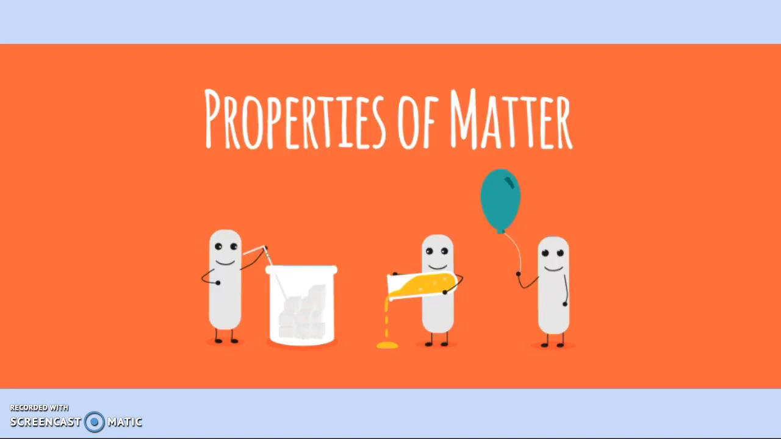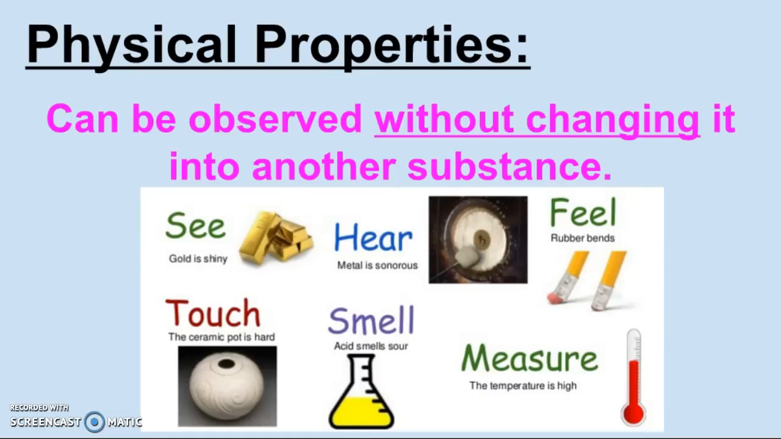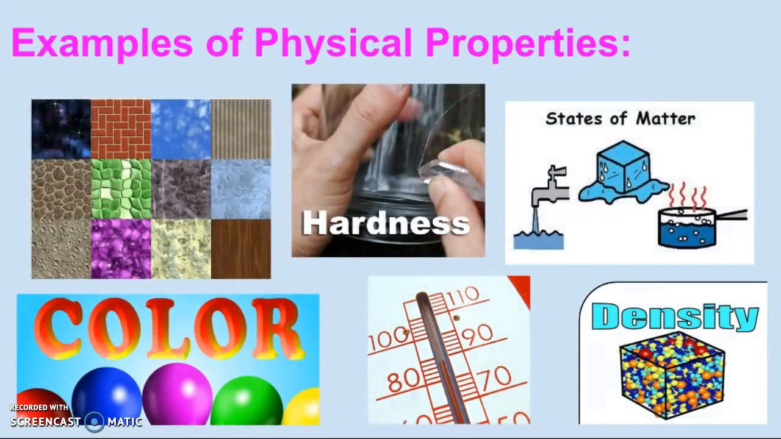Some of the properties of matter. So properties of matter can be either chemical or physical. So starting with the physical properties. A physical property of matter is something that can be observed without changing a substance into another substance. So you're thinking your five senses, what you can see, hear, feel, touch, smell, or measure even. So some examples might be texture or color, density, hardness, melting point, boiling point.